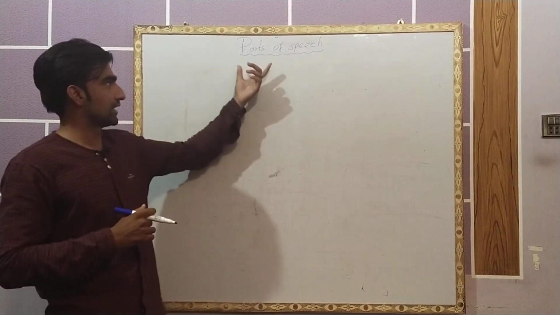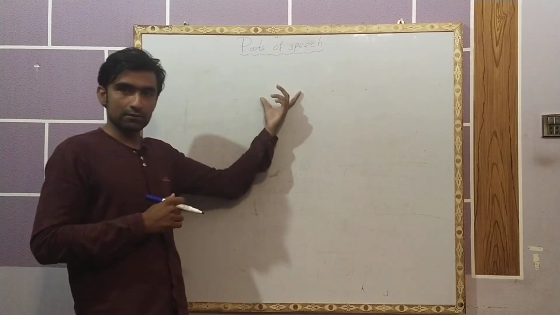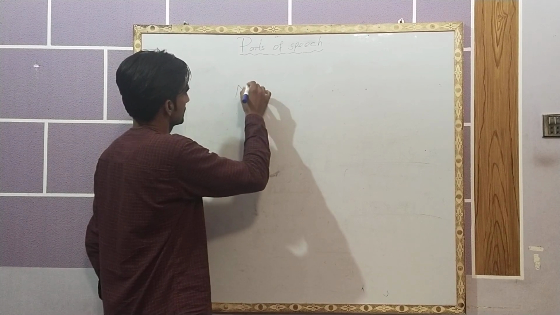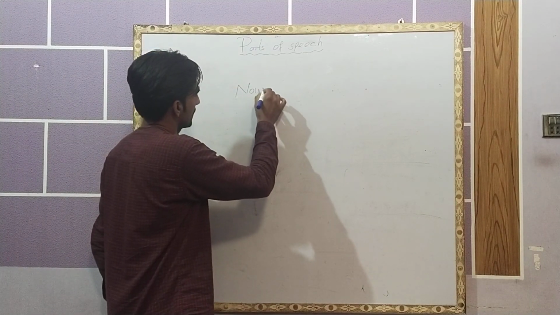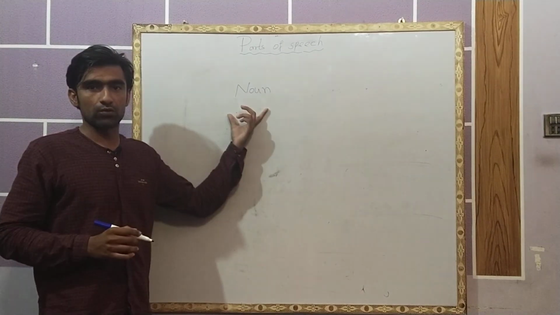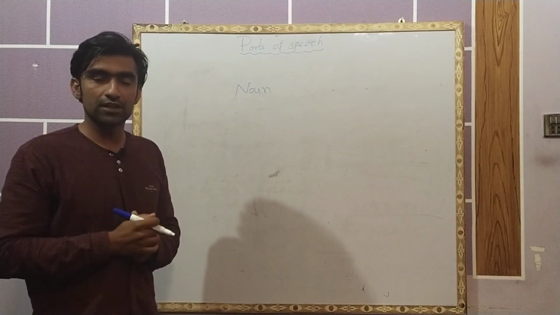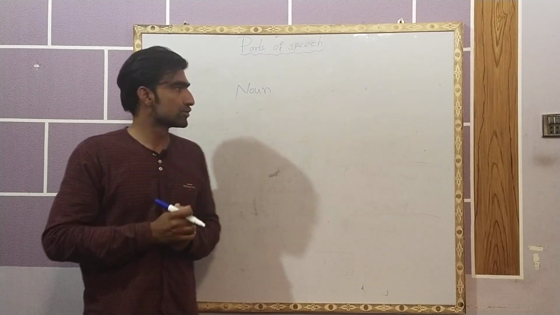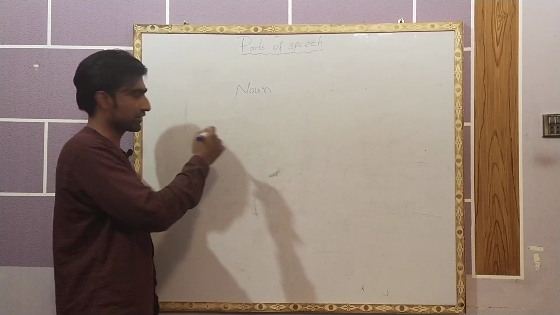So let's start the parts of speech. In parts of speech, the first one is noun. Noun is the first one, so let's discuss the noun. What is the noun? According to the definition, a noun is the name of any person, place or thing. So I write here the name of the noun.